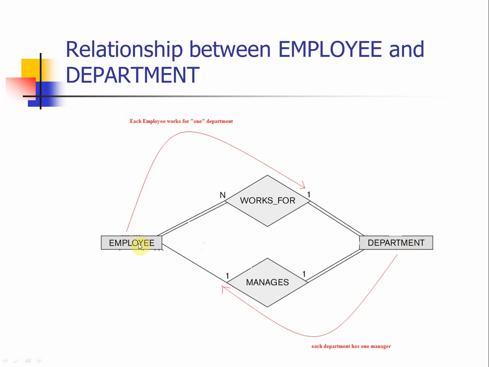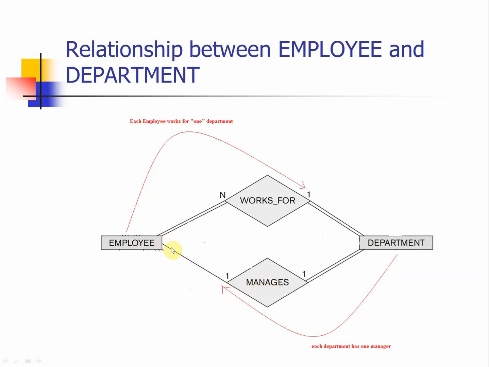So remember, in the sentences that we describe over here, employee must, so we put a double line over here, employee must work for one department. So that's what this double line is trying to say. On the other side, department must have several employees work for them. Manager, since not every employee is a manager, you can see we put a single line over here. So a single line indicates not every employee participates in this relationship.